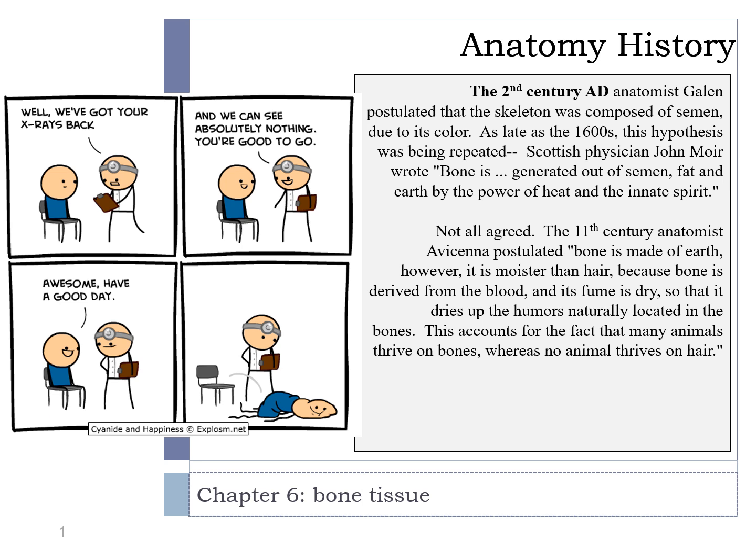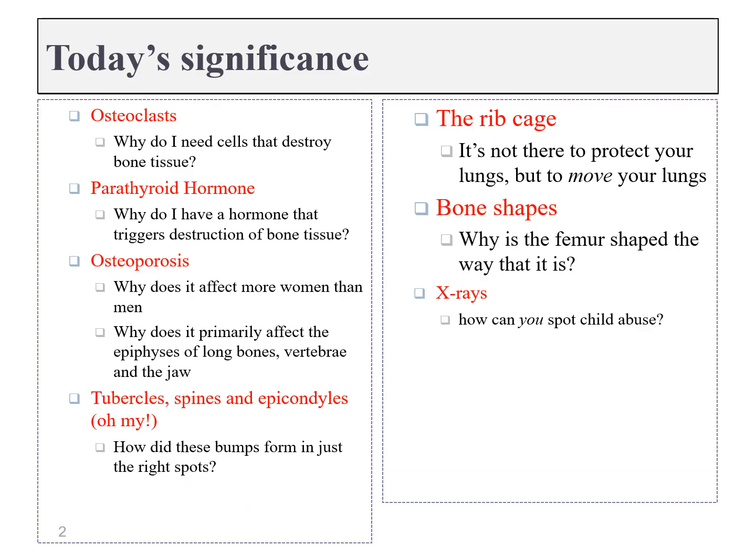Chapter 6, Bone Tissue. In today's lecture, we'll talk about osteoclasts, a cell type whose job it is to destroy bone tissue.